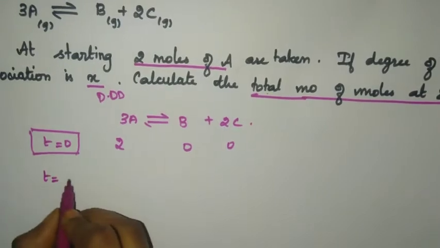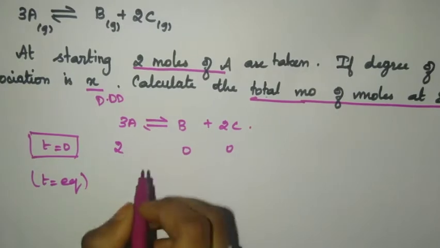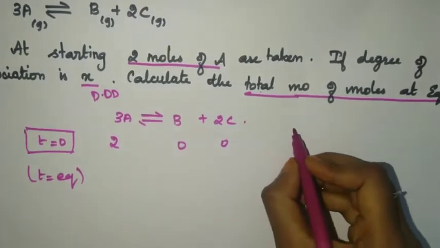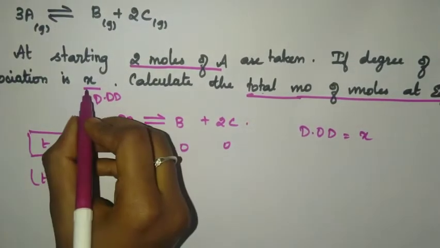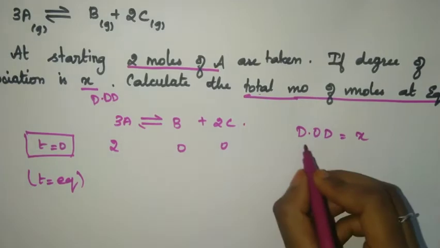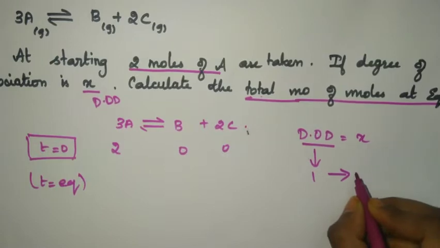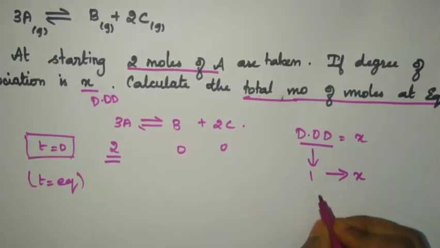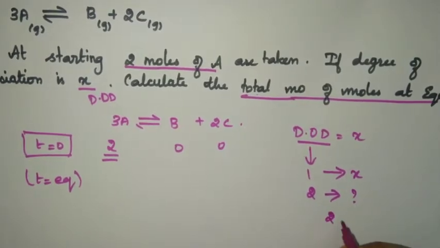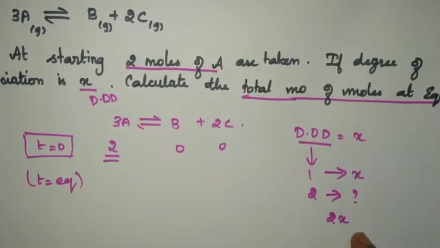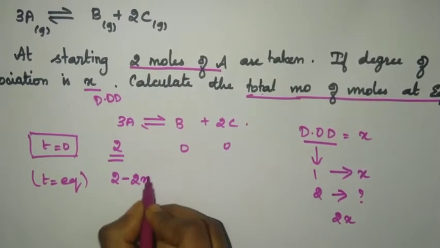At the time of equilibrium, A is going to get dissociated. So for that we have to find the degree of dissociation. The degree of dissociation is X, that is given in the question. You have to remember the first trick, the degree of dissociation is always for a single mole. So 1 mole dissociates X, but we are taking 2 moles. So what is the degree of dissociation? We have to cross multiply 2 into X by 1, that gives 2X. So from this 2, 2X is dissociated.